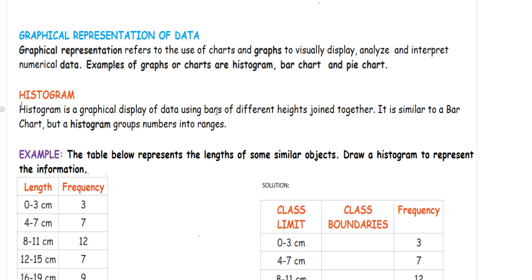In this lesson, I'm going to be explaining to you the concept of graphical representation of data. So graphical representation refers to the use of charts and graphs to visually display, analyze, and interpret numerical data. Examples of graphs or charts are histogram, bar chart, and pie chart. There are so many other graphs, such as pictogram and line graph. We are going to focus on histogram, bar chart, and pie chart.